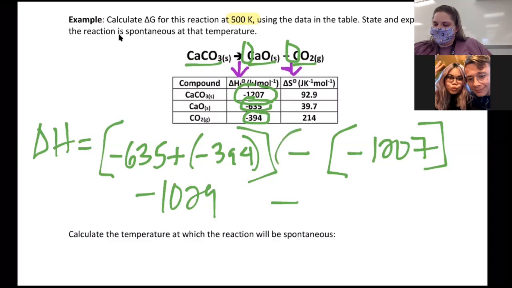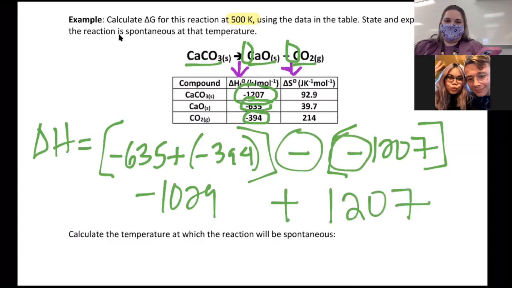Right here, since I'm subtracting this negative number, it turns to addition. So I'm actually adding 1207. Anytime I subtract a negative, it becomes positive. So I have negative 1029 plus 1207. That gives me positive 178 for the delta H value.